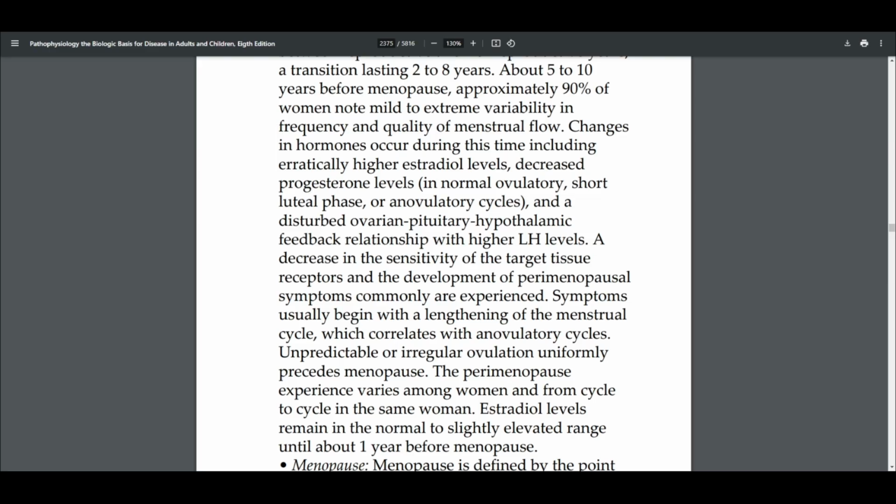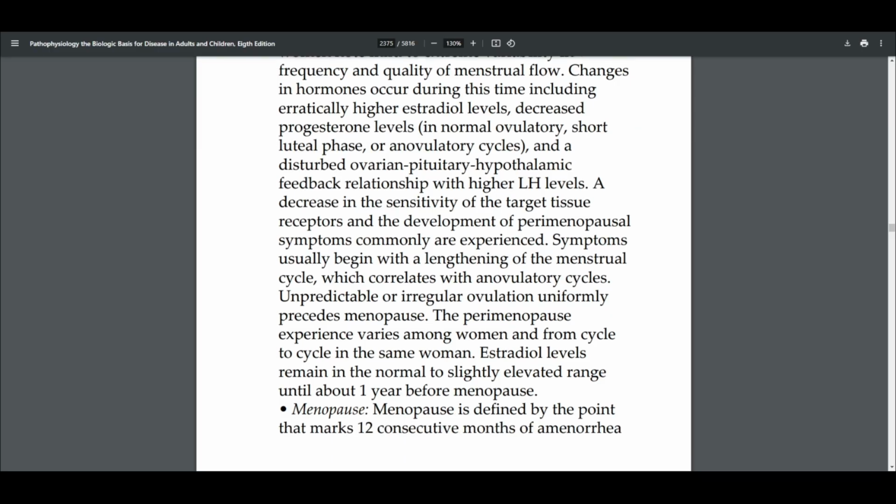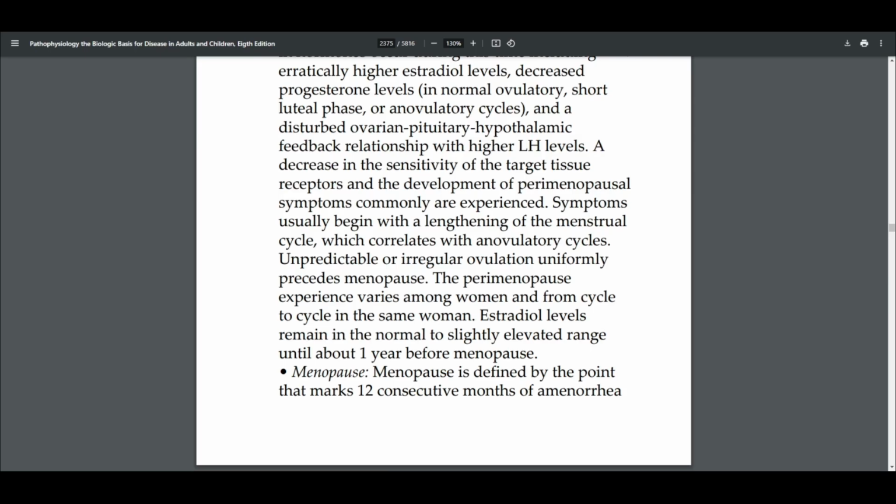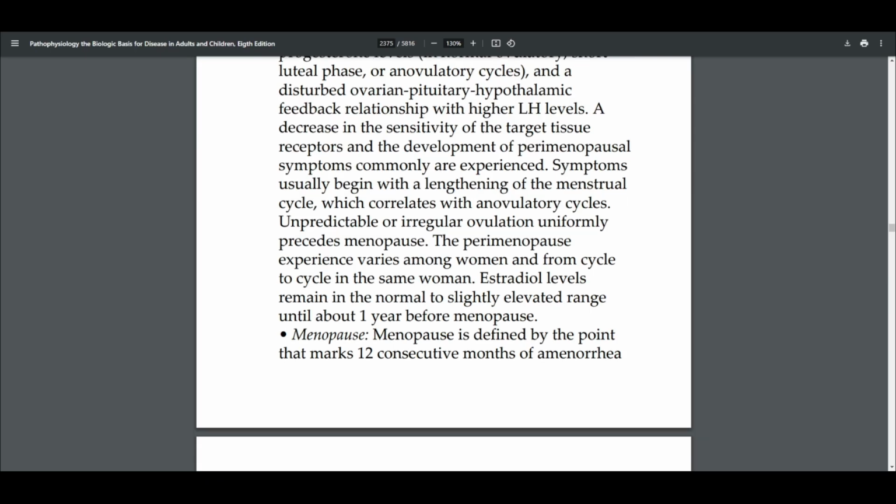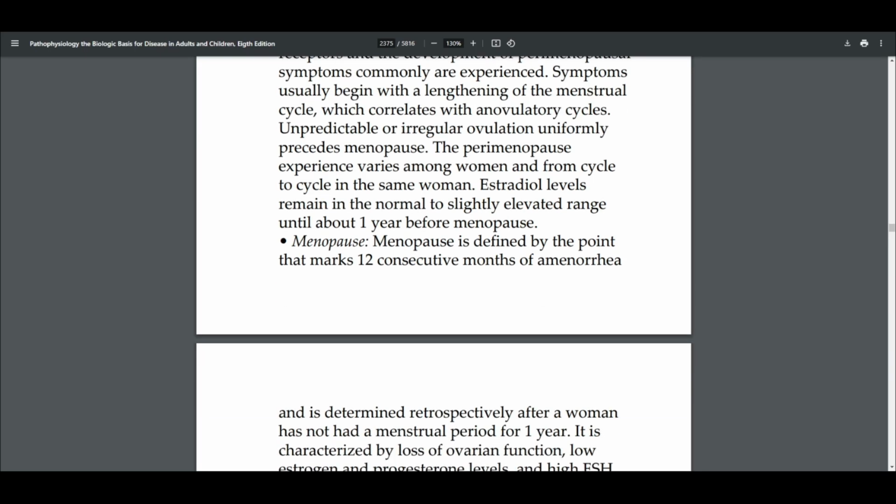Symptoms usually begin with a lengthening of the menstrual cycle, which correlates with anovulatory cycles. Unpredictable or irregular ovulation uniformly precedes menopause. The perimenopause experience varies among women and from cycle to cycle in the same woman. Estradiol levels remain in the normal to slightly elevated range until about 1 year before menopause, leading us to menopause.